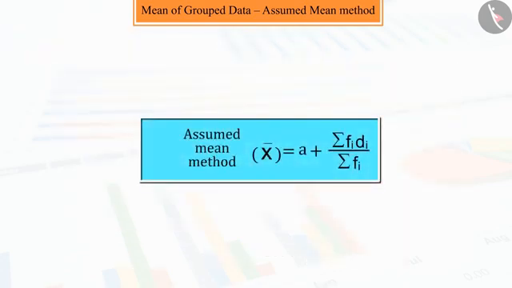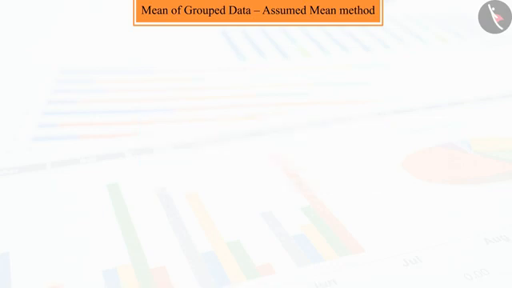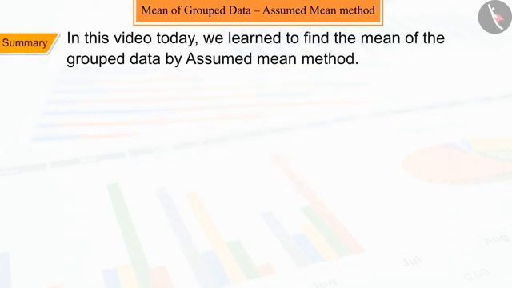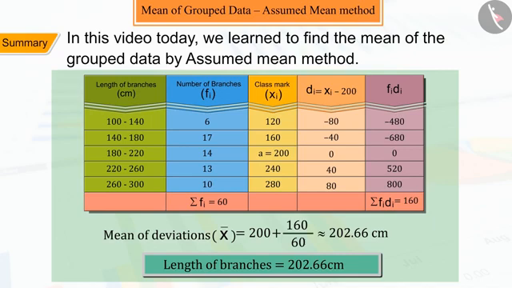So hopefully you must have understood this method of finding the mean. This method of finding the mean is called the assumed mean method. In this video, we learned to find the mean of the grouped data by the assumed mean method. In the next video, we will see interesting examples based on it.